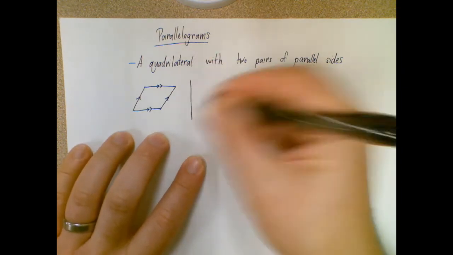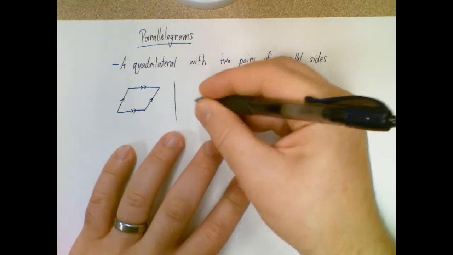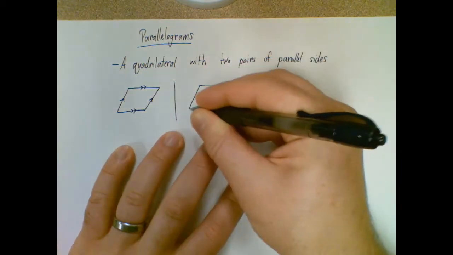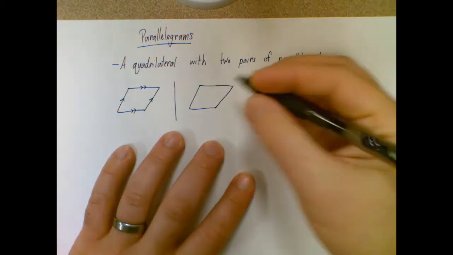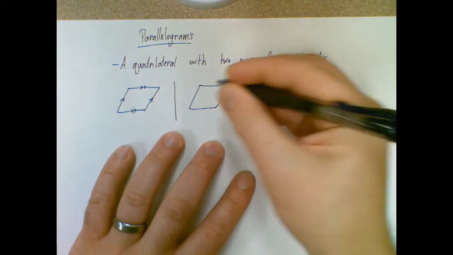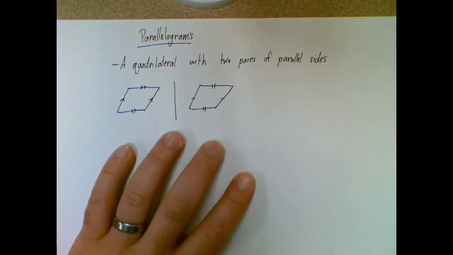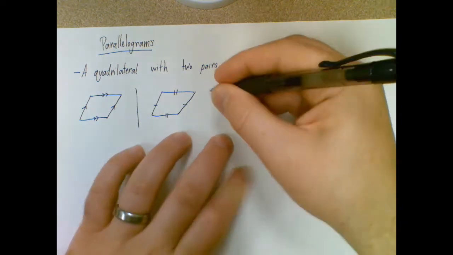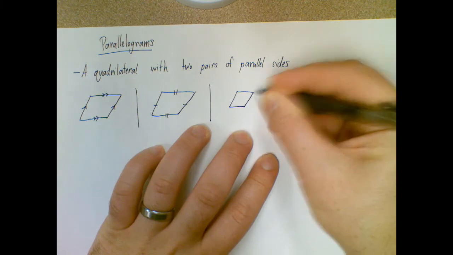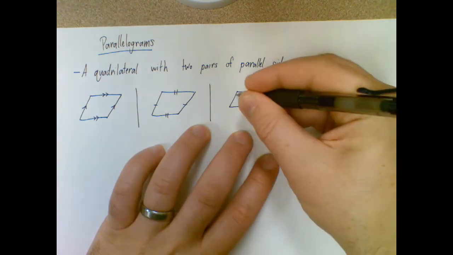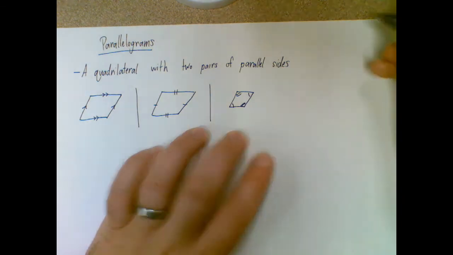Great. You also know some very interesting things about the side lengths. Okay, that one's not very parallel, but you get the idea. I know that my opposite sides are going to be congruent. So if I know that, that's a parallelogram as well. Or, okay, I know my opposite angles could be congruent. That tells me it's a parallelogram.